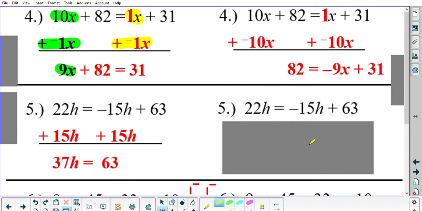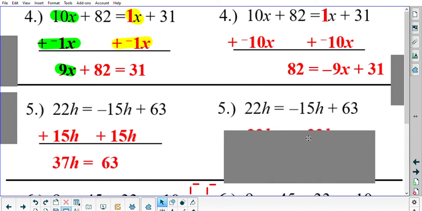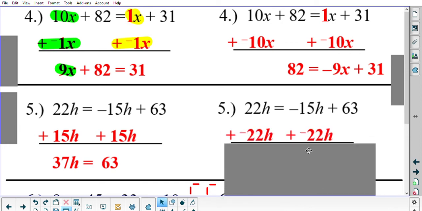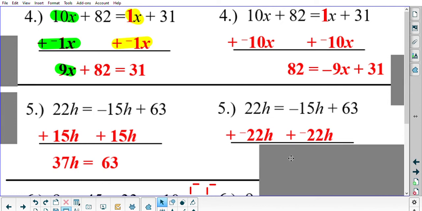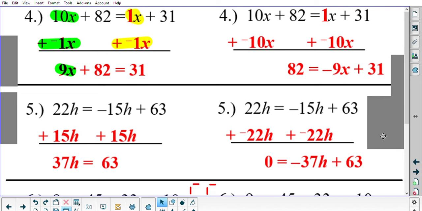If you did it the other way, adding negative 22h, that would give you 0 on the right side of the equal sign, and you cannot make that 0 disappear. Do you know why you can't make that 0 disappear? Because you've got to have something on the left side and on the right side of an equal sign. You can't just have a blank space on a side of an equal sign. So this is why I don't recommend doing number 5 this way.